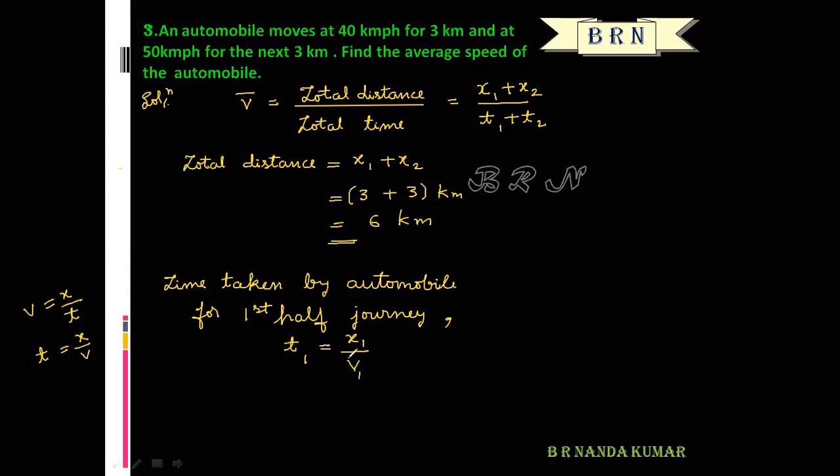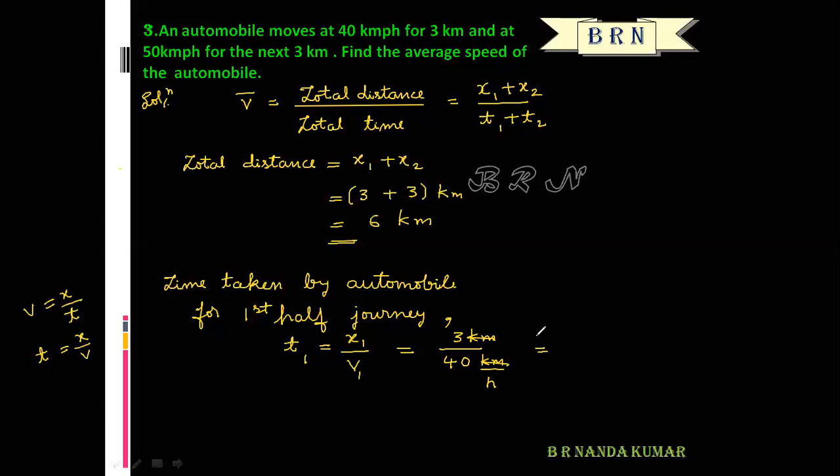So v1 is the speed in the first half of the journey, and x1 is the distance covered in the first half of the journey. So the distance covered in the first half is how much? That is 3 km, right? The speed of the automobile in the first half is given as 40 km per hour. Kilometer gets canceled. So 3 divided by 40.